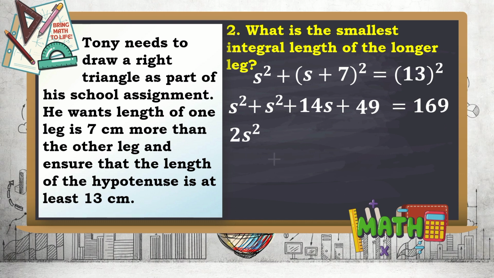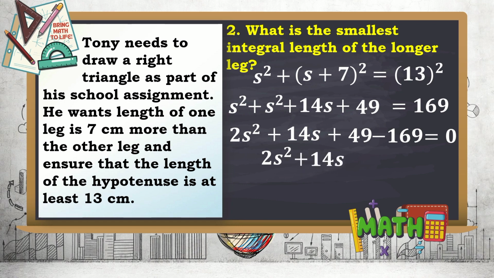Then combine similar terms, we have 2S squared plus 14S plus 49. Applying the subtraction property, we subtract 169 from both sides, so it is equal to 0. Then combine similar terms, we have 2S squared plus 14S plus 49 minus 169, which is negative 120, equal to 0.